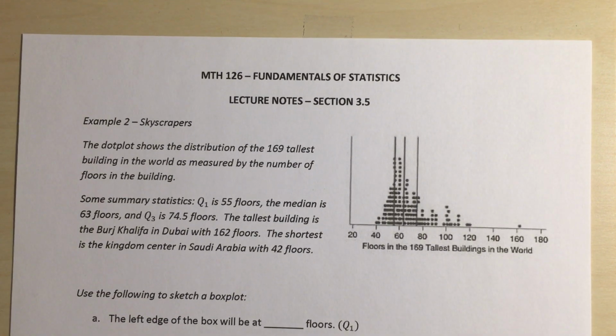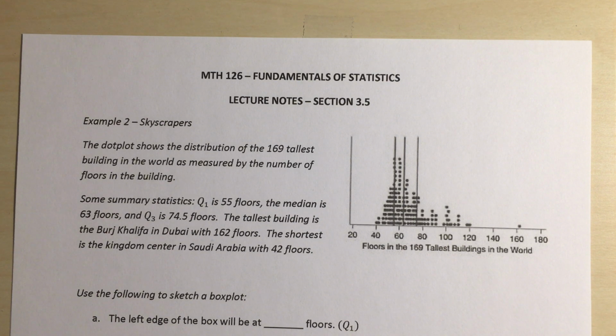Alright, so what we see here, this dot plot shows the distribution of the 169 tallest buildings in the world as measured by the number of floors in the building. So we're not using feet, we're using the number of floors. Some summary statistics: Q1 is 55, the median is 63, and Q3 is 74.5. The tallest building is the Burj Khalifa in Dubai with 162 floors. The shortest is the Kingdom Center in Saudi Arabia with 42 floors.